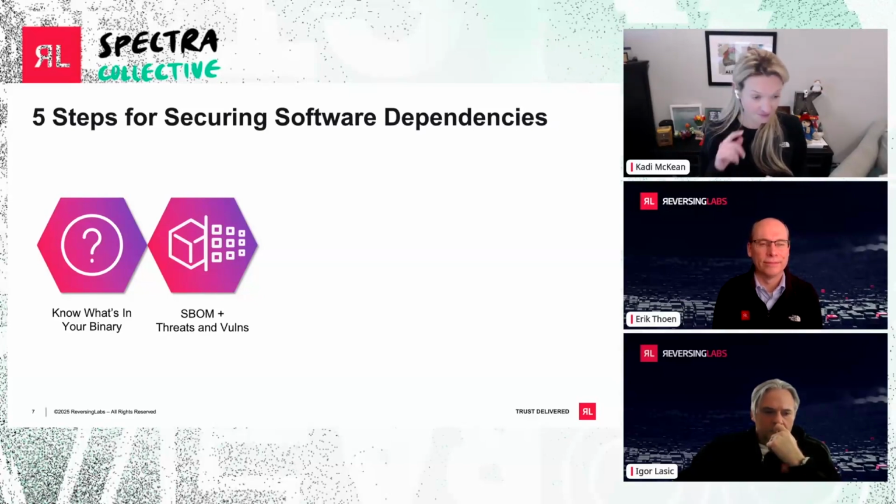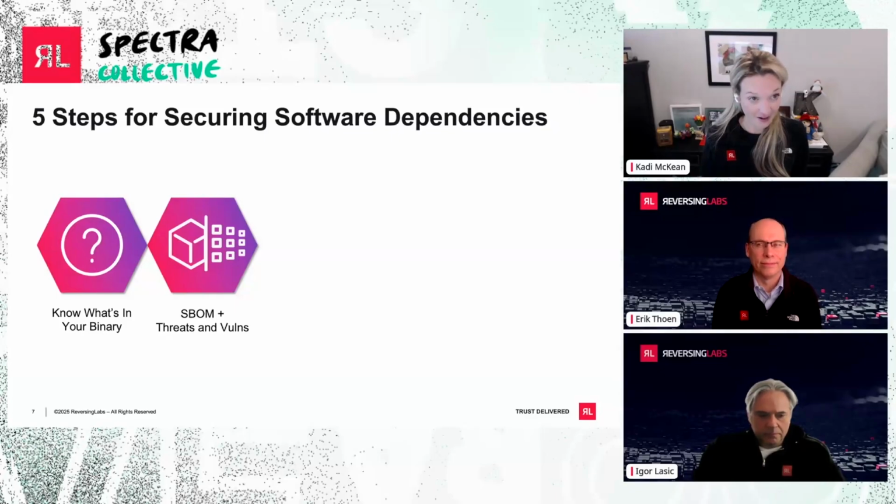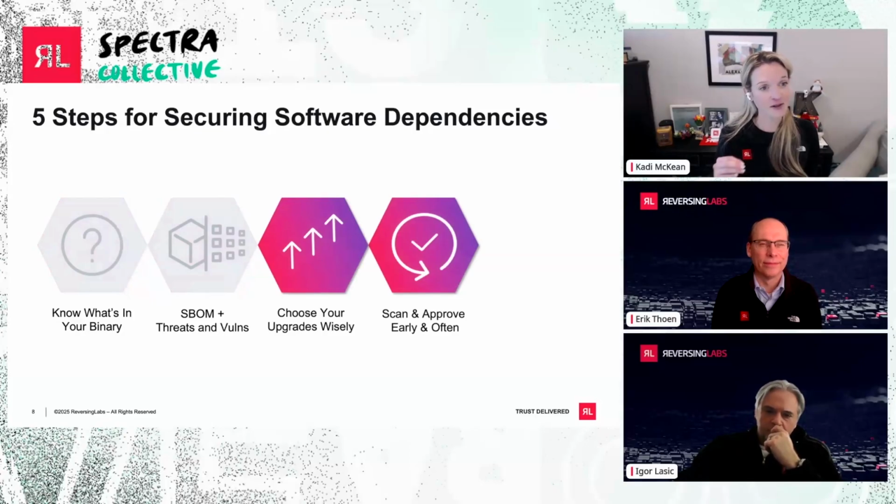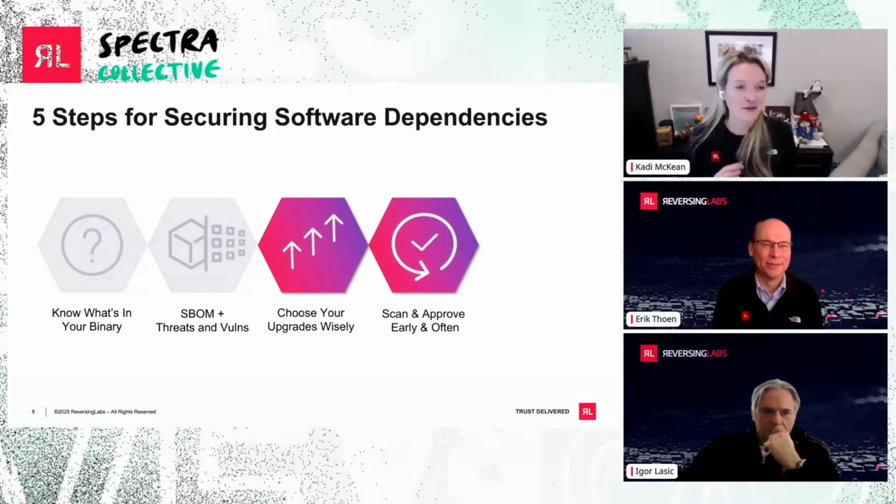SBOM and vulnerability threat intelligence are also helpful when you are getting to those final stages, making sure you have the right things in there and not any rogue dependencies. Then, as we talked about, choose your upgrades wisely. Igor brought up the whole tip of the spear, right? You want to make sure you're living on the edge, but maybe not quite the tip of the spear when you are selecting those upgrades. And then scan and approve early and often, right? You want to make sure you have that continuous feedback loop that Erik was talking about, where you are scanning and adjusting things as need be.